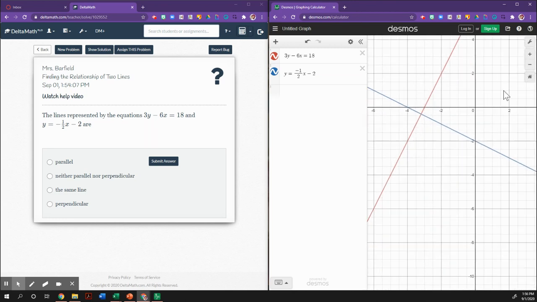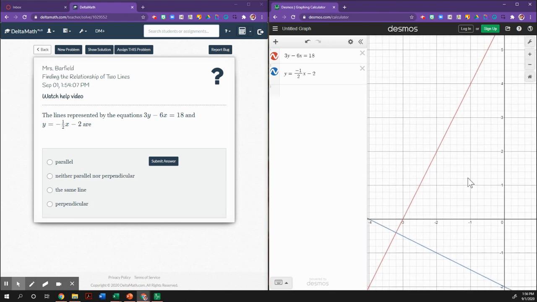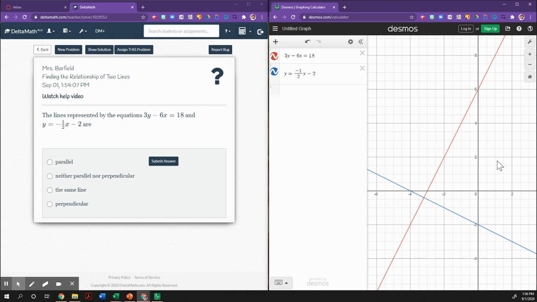I'm actually going to zoom in a little bit. Well, we know they're not parallel. We know they're not the same line. So parallel and same line are out. They look like they're perpendicular, but how do I know for sure just by looking at this picture?